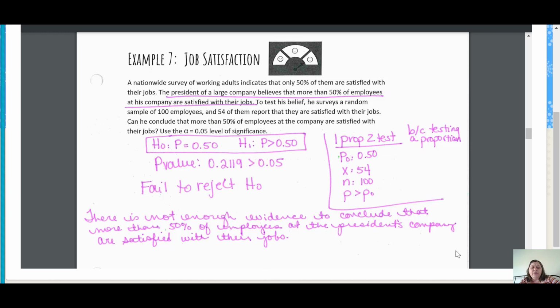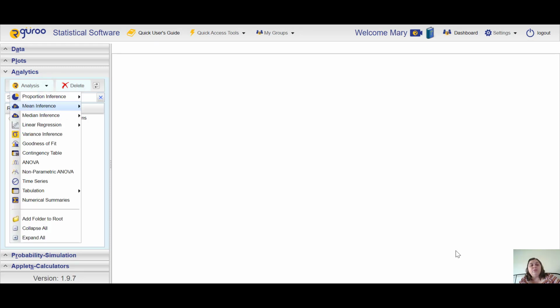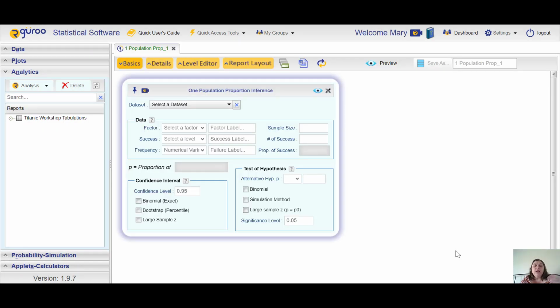And we got a p-value of 0.2119. You can see where we wrote the null and the alternate statement. So for this one, because you're not testing a mean, you're testing a proportion, when you click on the analysis dropdown for analytics, you're going to choose proportion inference, one population. Again, if you were going to select a data set, you would select that here, but we're not.